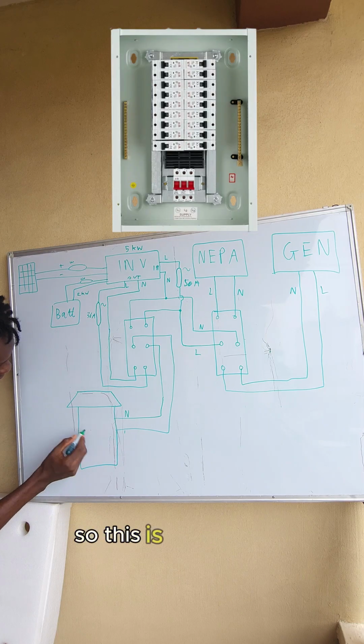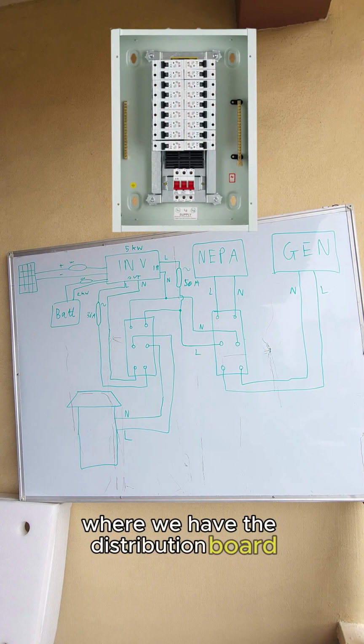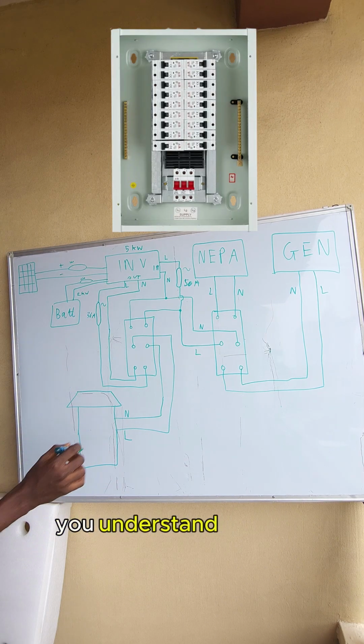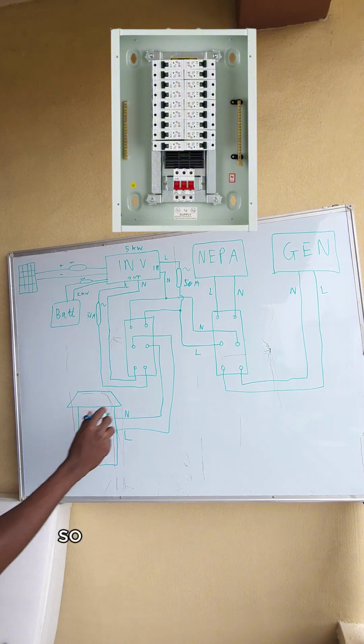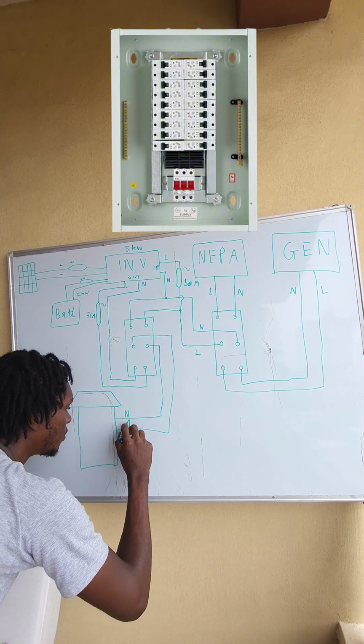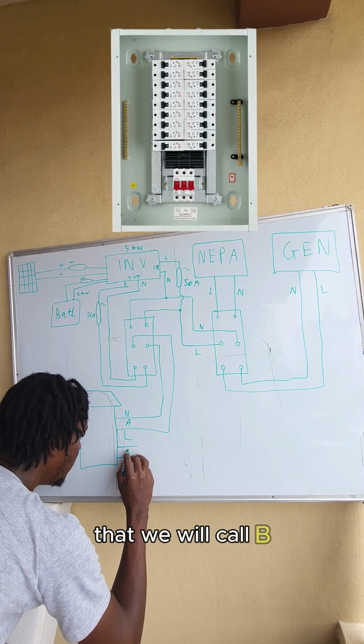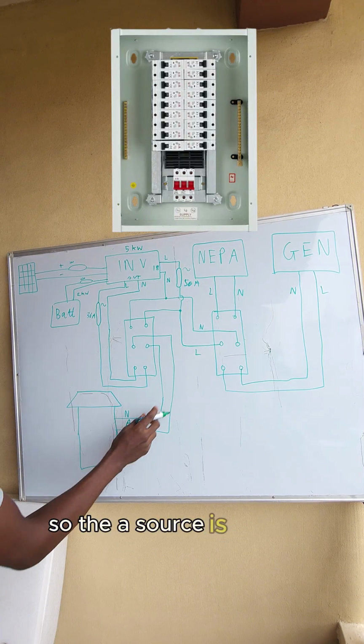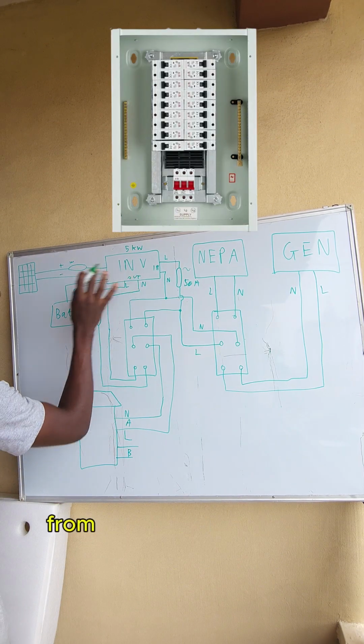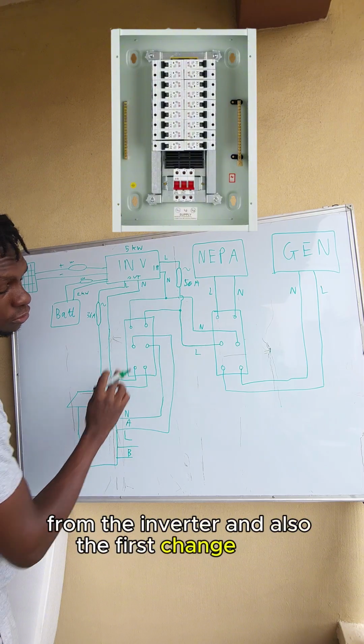So this is our building where we'll have the distribution board. You understand? We now need another source, so we'll call this source A. So we're going to be needing another source that we'll call B. So the A source is the one coming from where? From the inverter and also the first changeover.